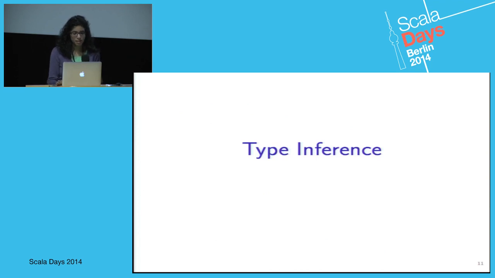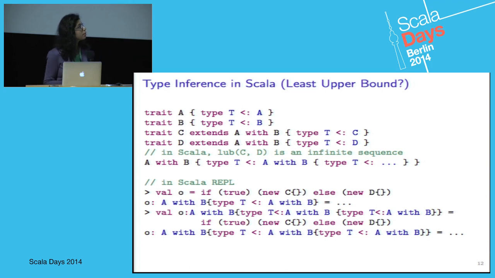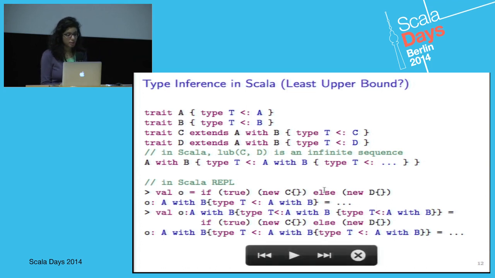And just to give a concrete example, say you have an if statement, then Scala has to infer what the type of this O is by looking at the types of the then branch and the else branch. So it's trying to find the least upper bound of these two types here. The types of these two expressions here.